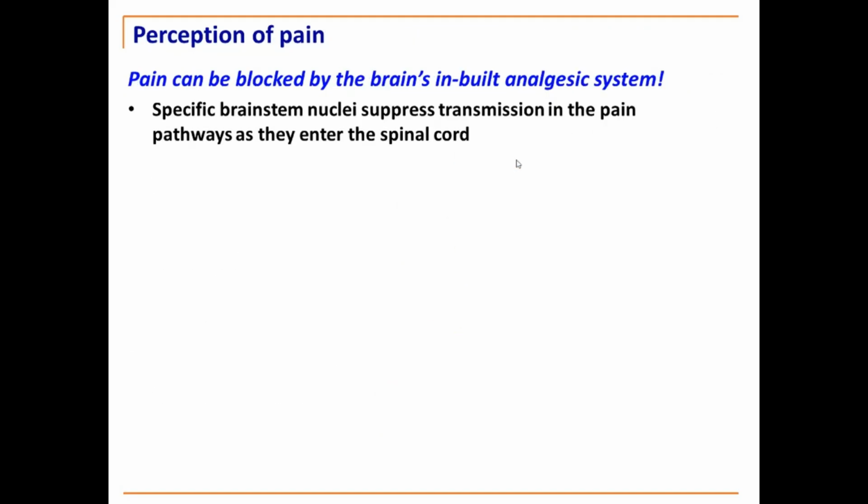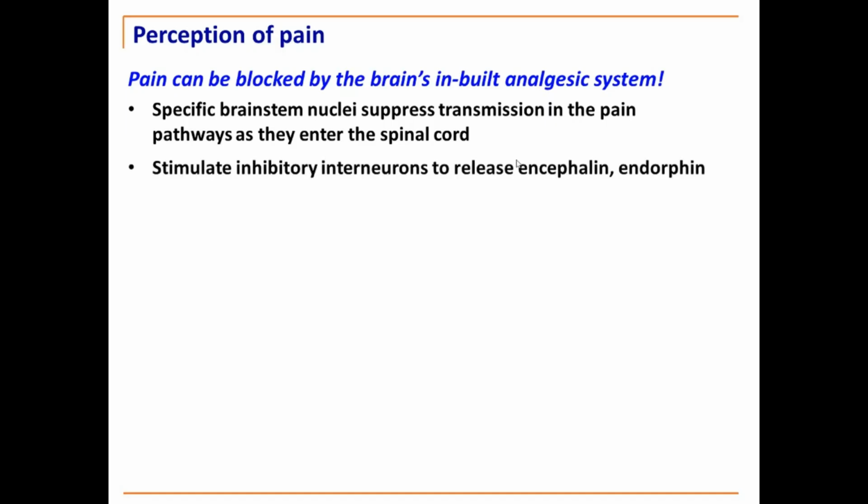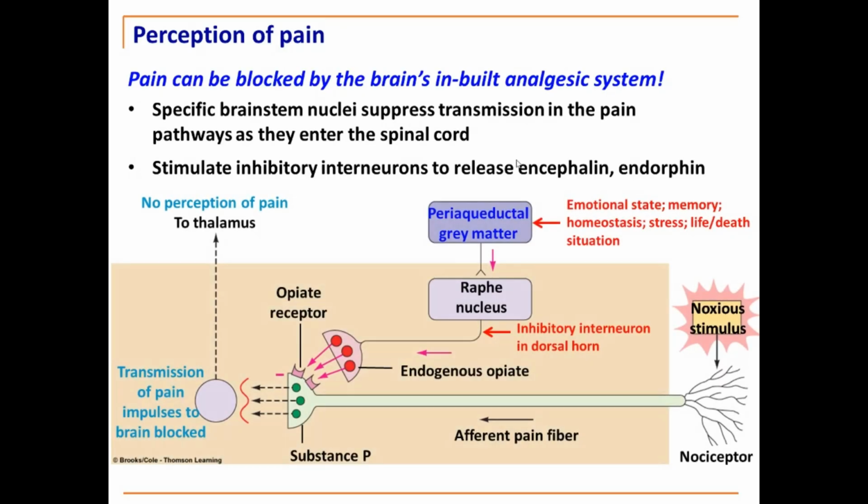So what about pain? Well, pain can actually be blocked by the brain's inbuilt analgesic system. And that's because there are specific brainstem nuclei, which are just collections of cell bodies, that suppress transmission in the pain pathways as they enter into the spinal cord. They then go on to stimulate those inhibitory interneurons to release a variety of endogenous endorphins and enkephalins, so opiates in summary, that help to reduce that pain. Though the signal is still going to be there, you just don't feel the pain coming from it.